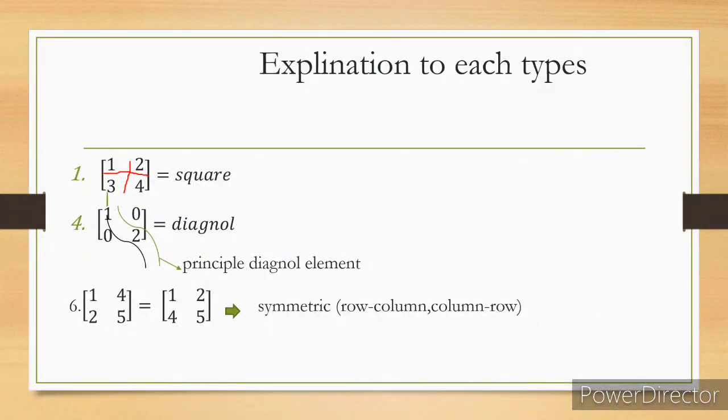The next is the symmetric matrix. Symmetric matrix is also similar to the square matrix, which has an equal number of rows and columns. But the only difference is that here the rows are converted into columns and the columns are converted into rows. As you can see, here 1 and 2 are given as a column, but here it is changed into a row. 1 and 2 have become rows, and 4 and 5 are shown as a column here, but here they have become a row. This is the symmetric matrix.